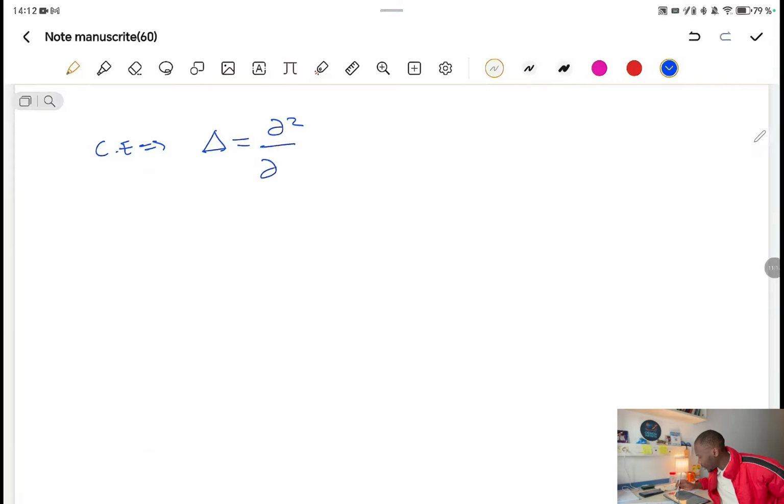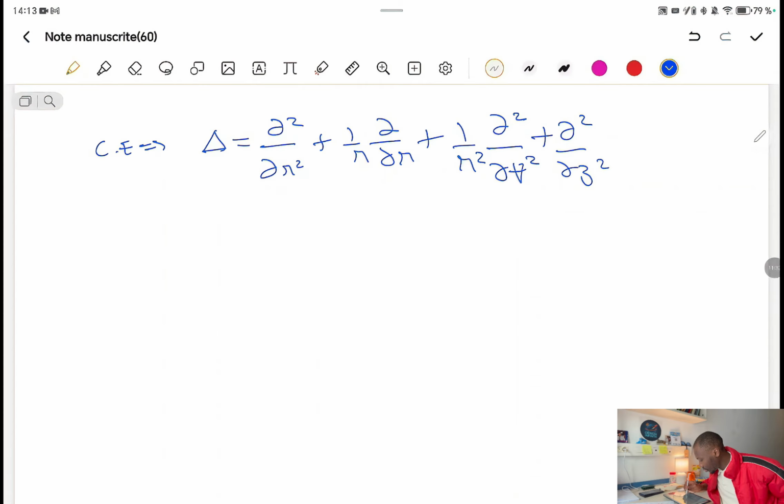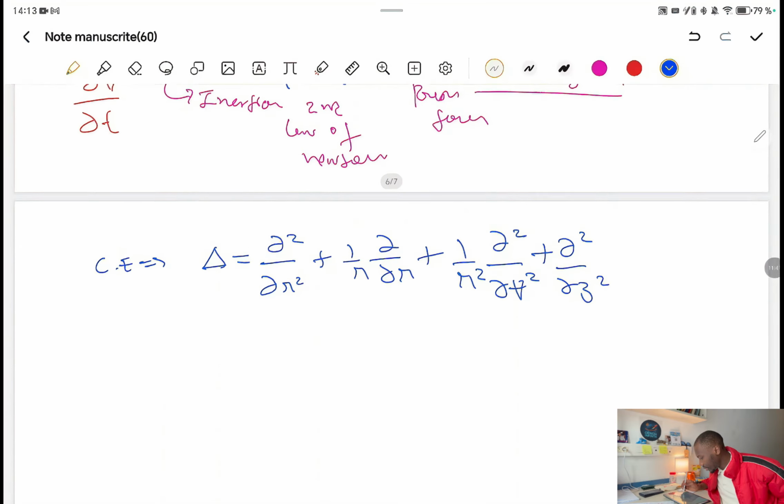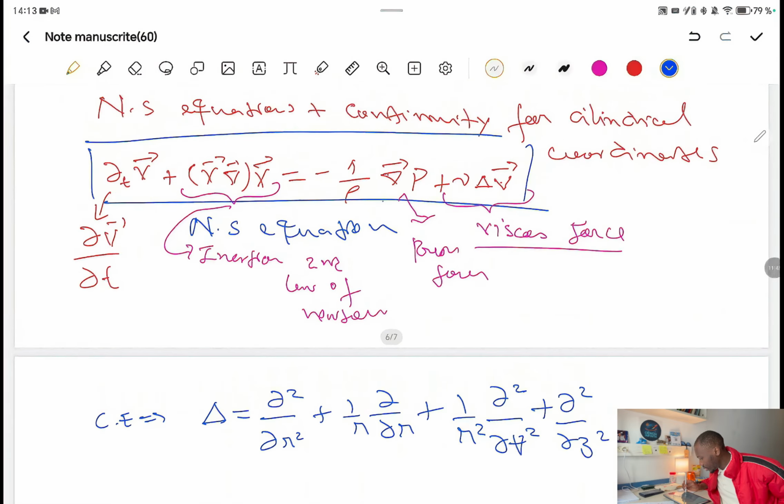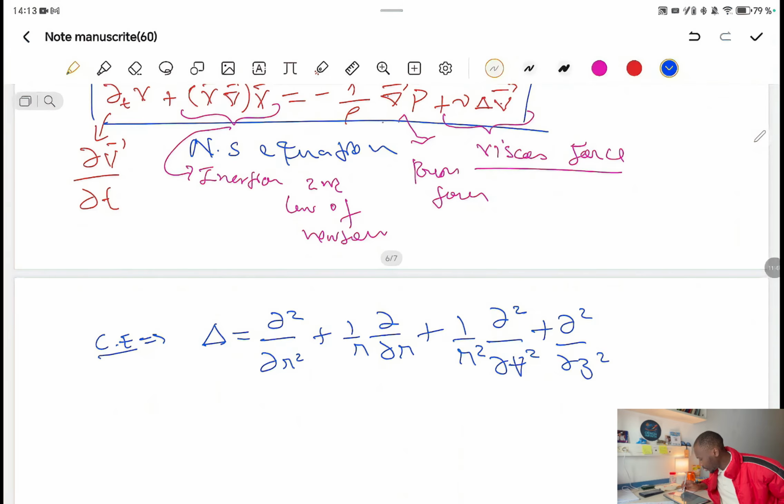Which is the second derivative in r plus 1 over r, plus 1 over theta, plus the second derivative in z. And from this we'll apply the two equations, the Navier-Stokes equation and the continuity equation. Okay, that's the continuity equation, the Navier-Stokes equation and the continuity equation.